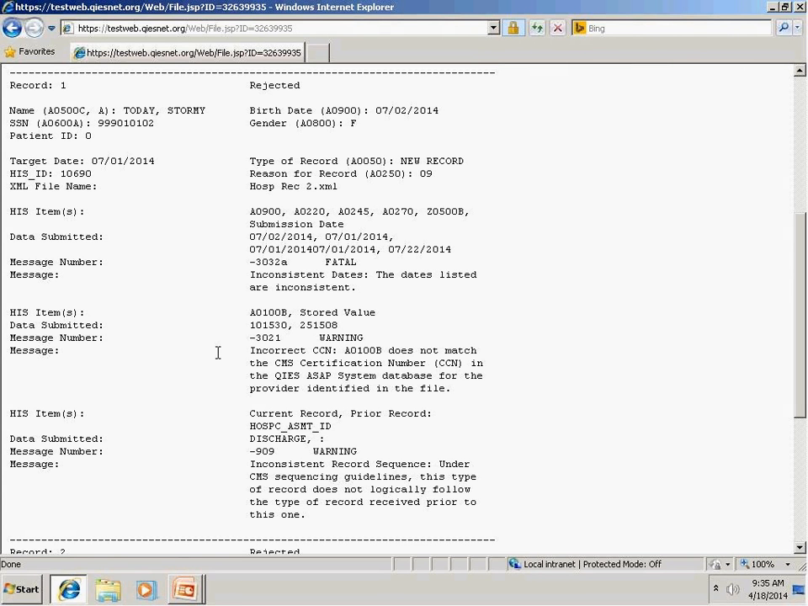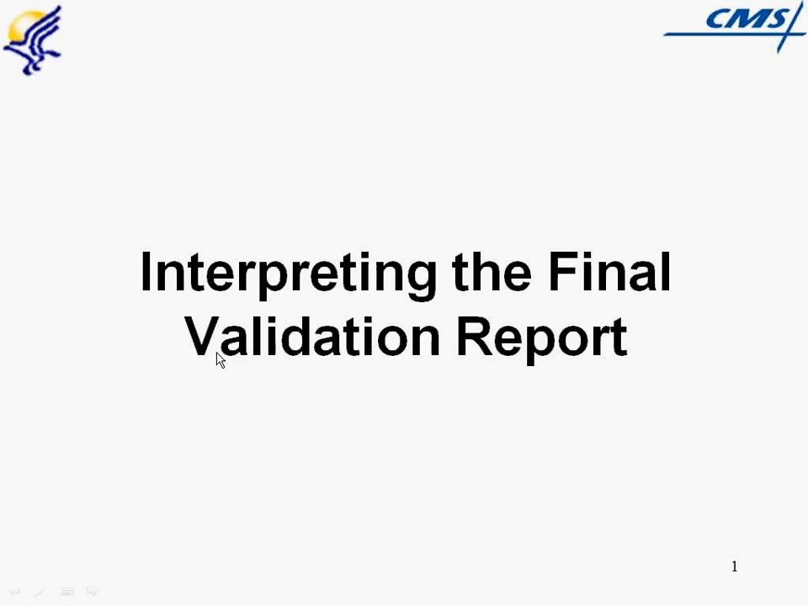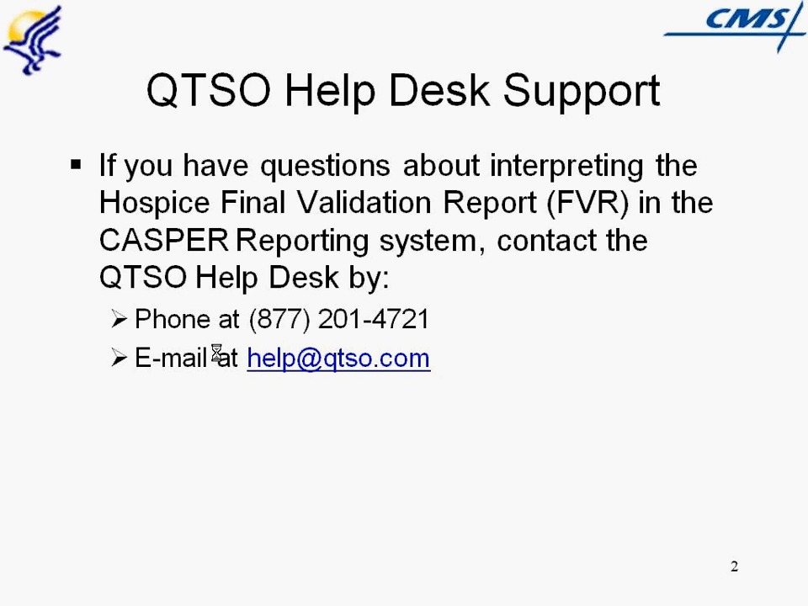For more information on the final validation report and the potential error messages that may appear on this report, please refer to the Hospice Item Set Submission User's Guide. Should you require assistance with interpreting the Hospice Final Validation Report, contact the KEYS Technical Support Office Help Desk by phone at 877-201-4721.